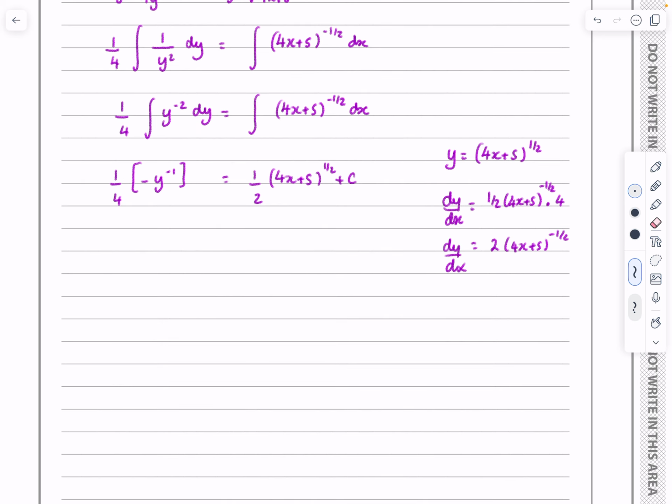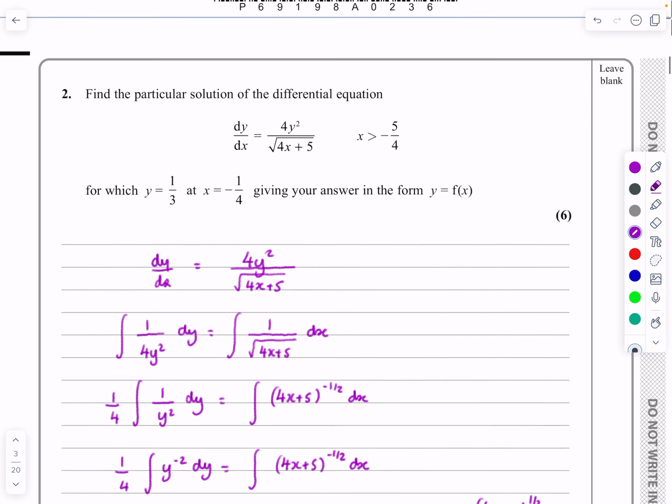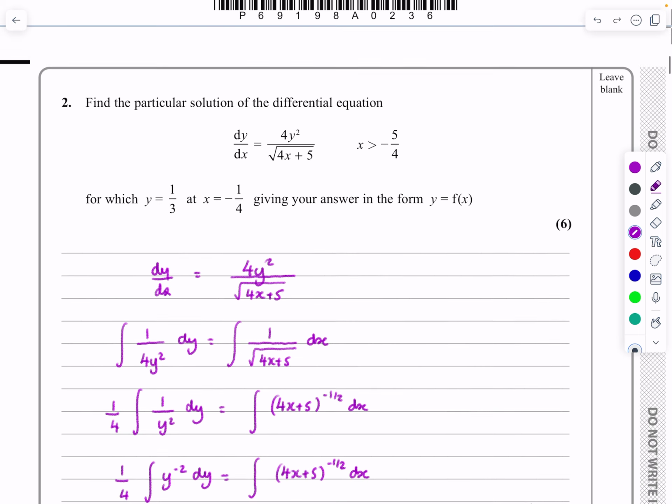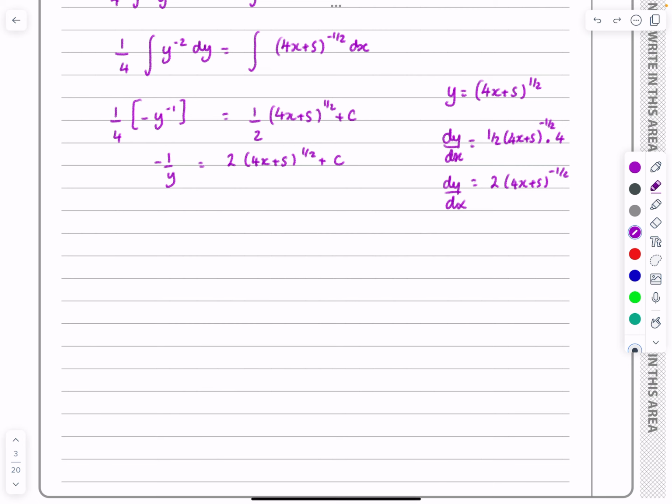So we've got, tidying this one up, minus 1 over y. I'm going to take the 4 over to the other side. It is 2 lots of 4x plus 5 to the half plus c. Now, I didn't need to put the constants in. What I could have done was use this information and try and put limits on my integral, but I'm not going to do that. I'm just going to, at this stage now, say that's my general solution. I know that y is equal to a third when x is equal to minus a quarter. So if they're telling me that, I can just put that in.